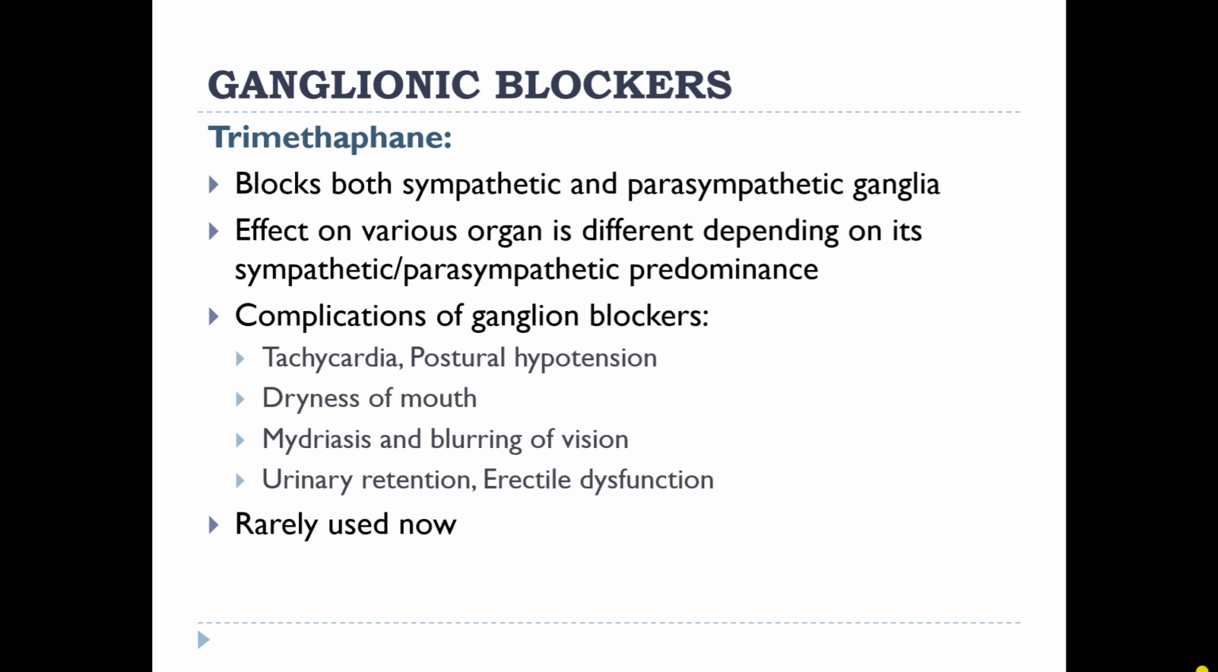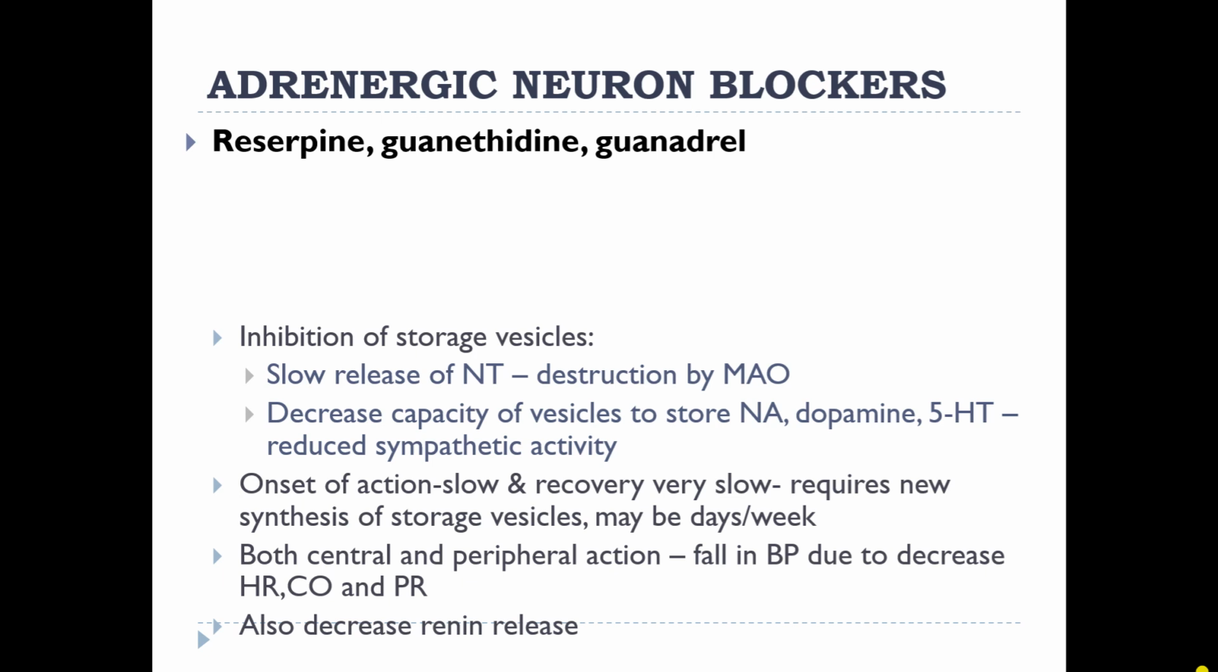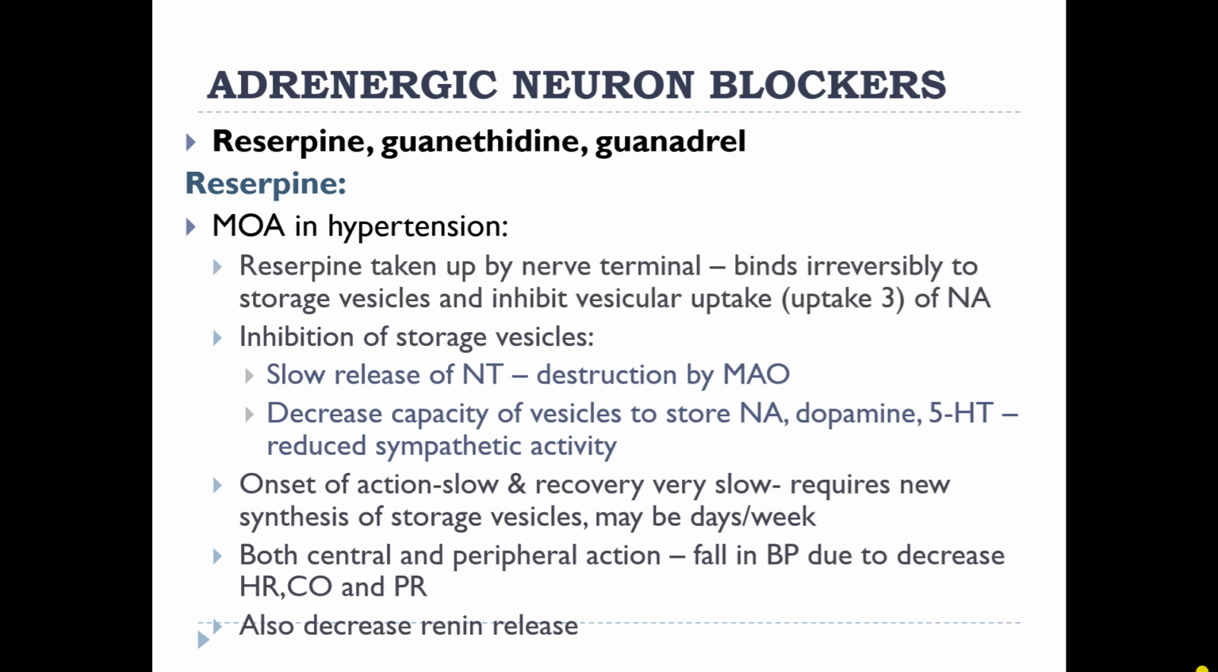You can even forget that this drug is used as an antihypertensive. It is sometimes rarely used during short surgery to produce controlled hypotension in dissecting aortic aneurysm, hypertensive emergencies or acute pulmonary edema, where it is to be controlled by a cardiologist in a very precise manner, but otherwise not routinely used as an antihypertensive. Next drug is adrenergic neuron blocker. It includes reserpine, guanethidine and guanadrel.